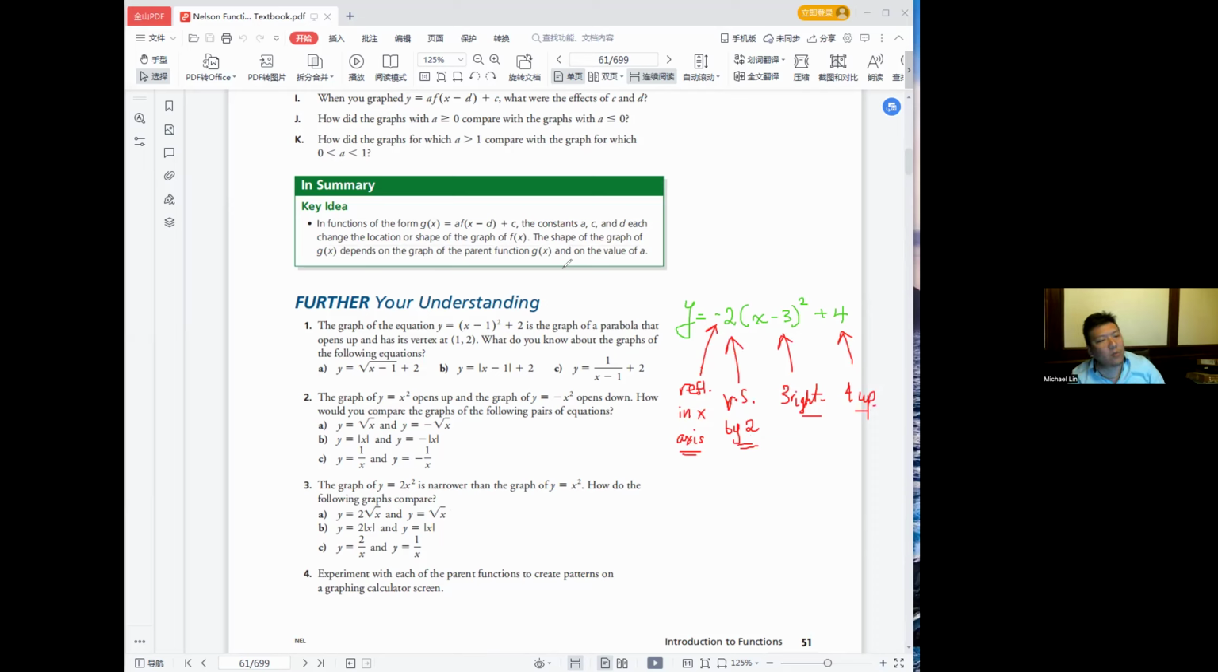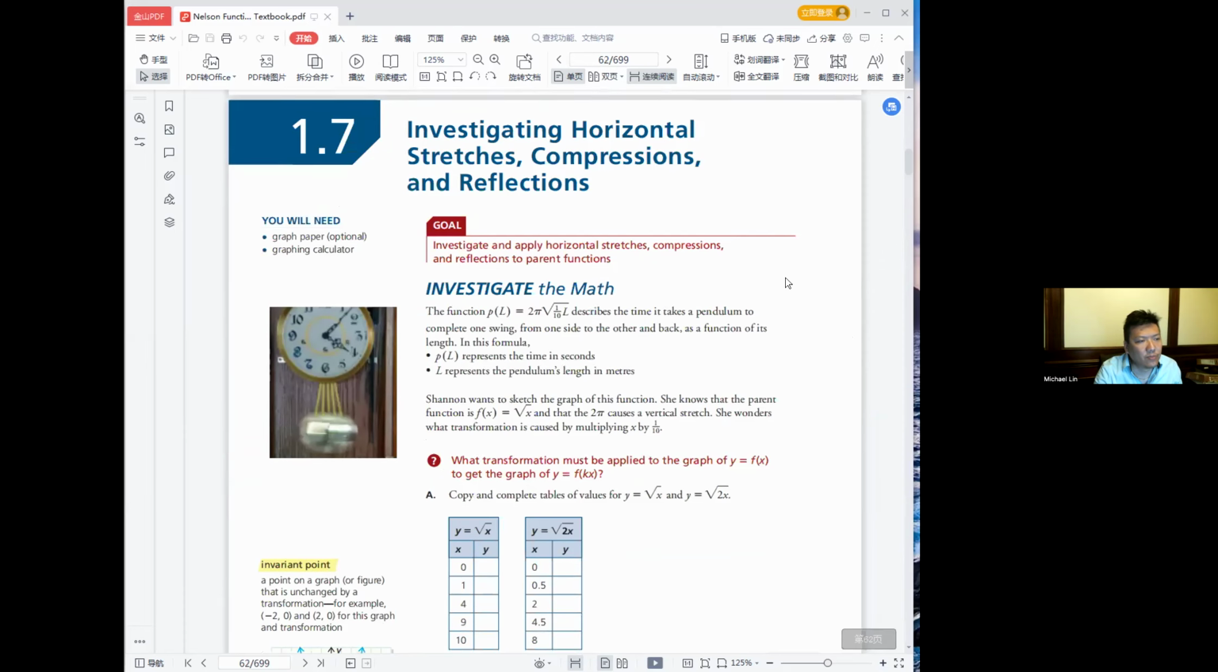Okay, but you'll notice that back in grade 10, we never talked about the horizontal stretch or compression or the reflection in the y-axis, right? So right now in grade 11, they're going to introduce us to the horizontal stretch or compression as well as the reflection in the y-axis. So that's kind of the new parts that you're going to be learning for transformation. Okay, let's take a look. It says investigating horizontal stretches, compressions, reflections.